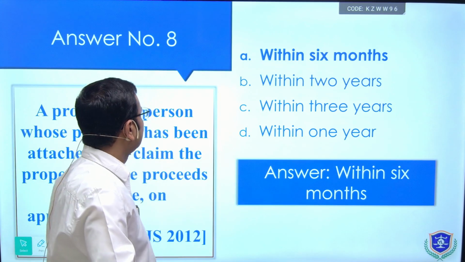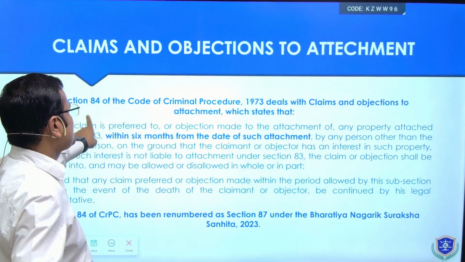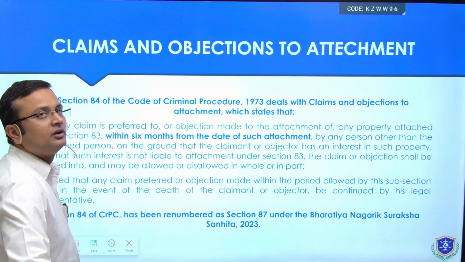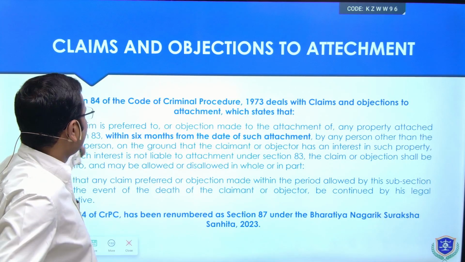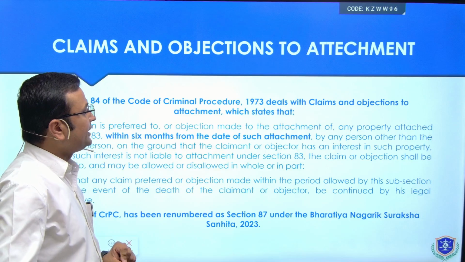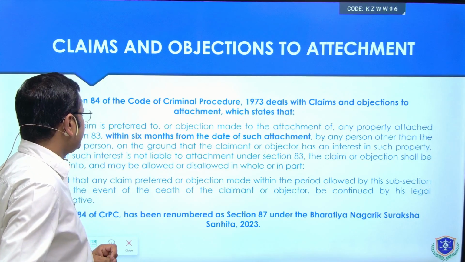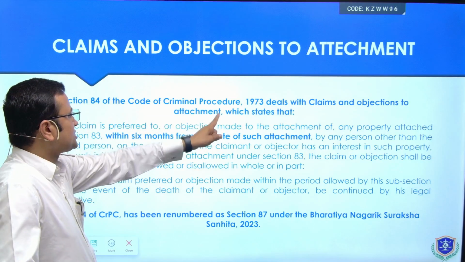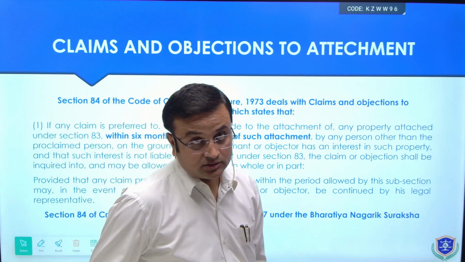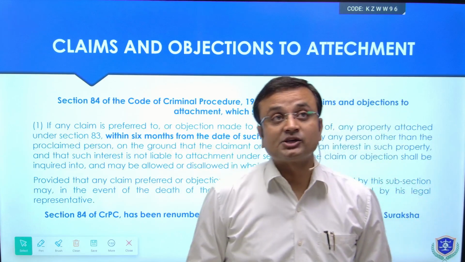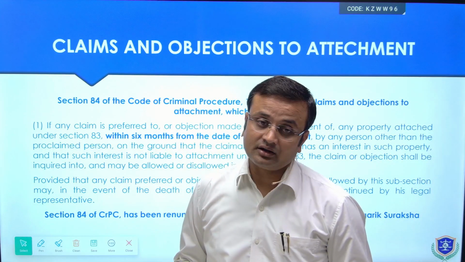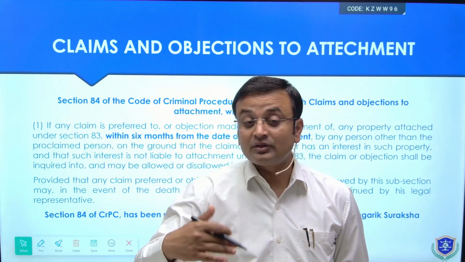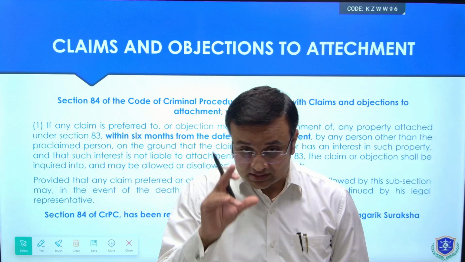Where is it given? That is given in section 84 of the CrPC, which has now become section 87 of BNSS, and it clearly says if any claim is preferred or objection made to the attachment of any property attached under section 83 within 6 months from the date of such attachment. So this is claims and objections to attachment. Basically this section provides that if there has been any attachment of the property of the proclaimed person, he can claim that property or the proceeds of that property within 6 months.